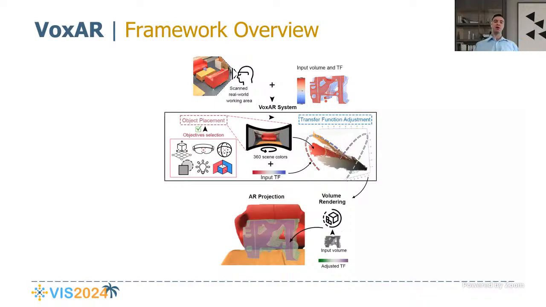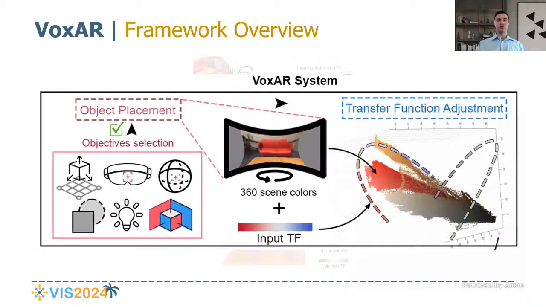These challenges inspired us to create VoxAR, a method for augmenting volume-rendered objects in optical see-through head-mounted displays. VoxAR adapts to real-world surroundings and adjusts transfer function colors to better visualize scientific data. It uses a twofold approach. First, it determines an optimal position for displaying a virtual object in the user's field of view based on user-defined preferences. And second, it adjusts the colors of the transfer function to distinguish the rendered volume from the background. Let's take a look at each of these steps in a bit more detail.